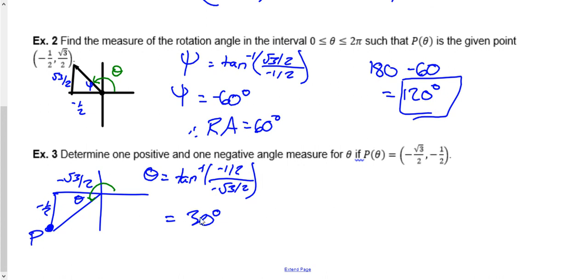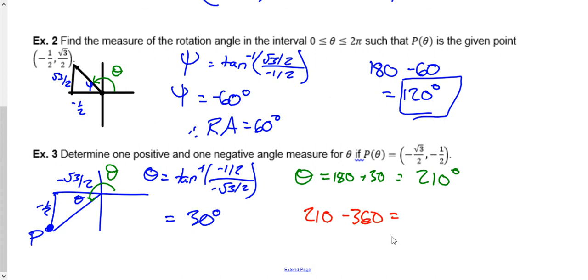Let's call this one theta in green now. Theta in green is going to be 180 plus 30, which equals 210 degrees. So if we know we're 210 degrees, that's going to be the positive angle. What's our negative angle? To find a negative angle, we're just going to go 210 minus 360. That's going to get us an angle that's coterminal, and we get negative 150 degrees. There we go.